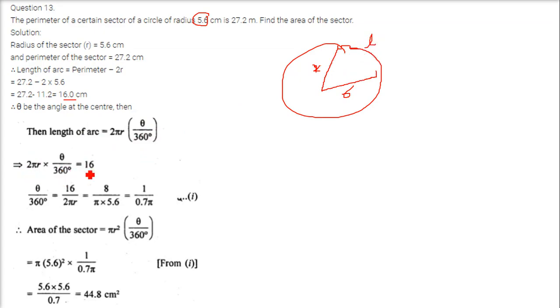Then we equate it to the length of the arc because we know the length of the arc, that is theta by 360 into 2 pi r equal to 16, which comes here. Then we find out theta like this, 1 by 0.7 pi. And then we know the area of the sector, that is theta by 360 into pi r square. Theta we put it here like this, by 360 into pi r square. So when we multiply, we get 44.8 centimeters square as the answer. So this is almost similar to the previous one.